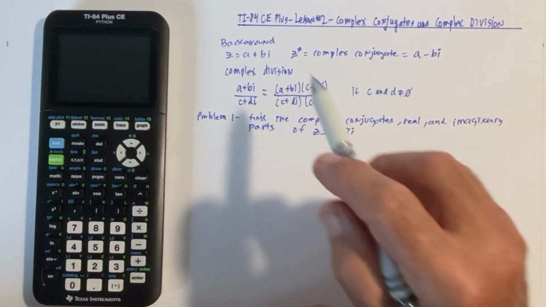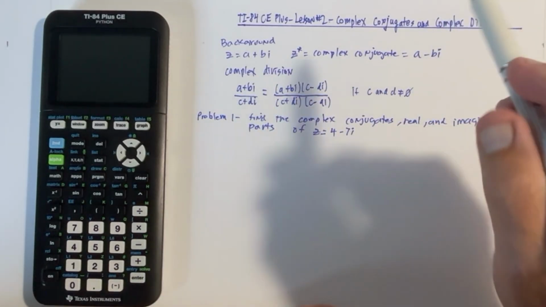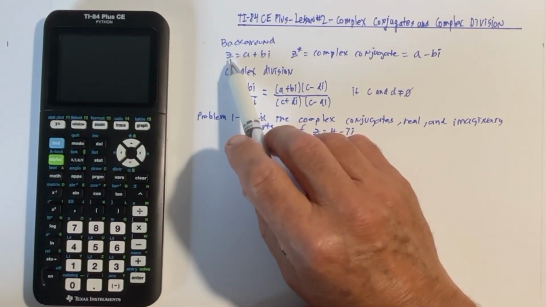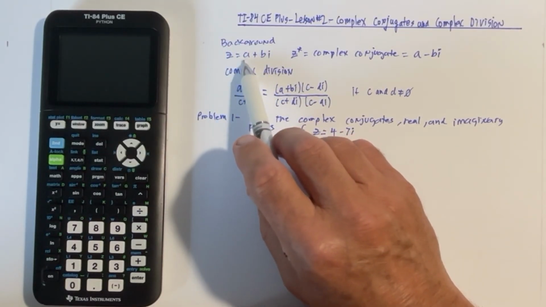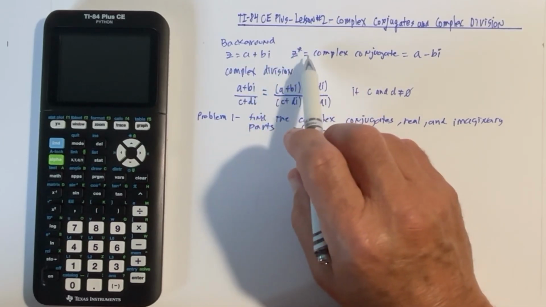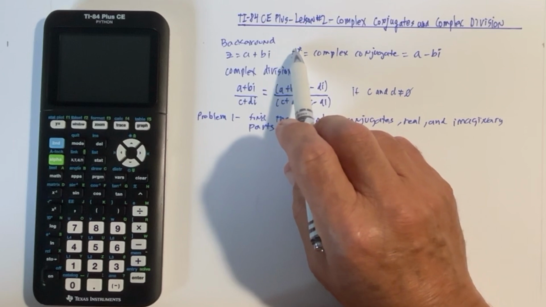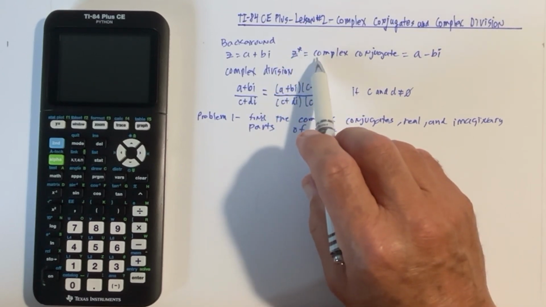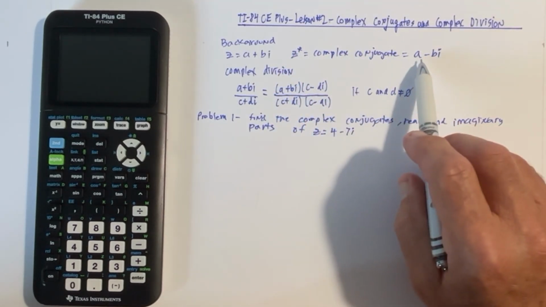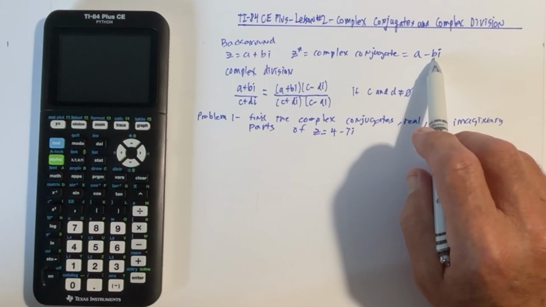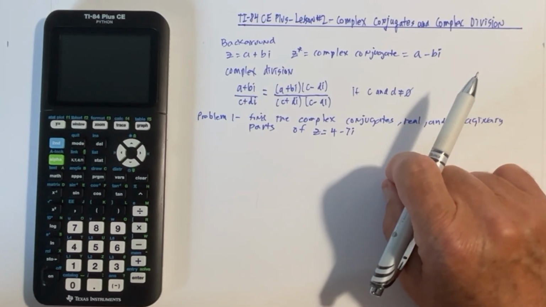Before we get started, I'll do a little bit of background to make sure we're all talking the same language here. So here's our basic complex number, z = a + bi. We write the complex conjugate usually with a star, sometimes with a bar across the top. All we do is change the sign in front of the imaginary part, so that goes from plus b to minus b. That's all there is to it.